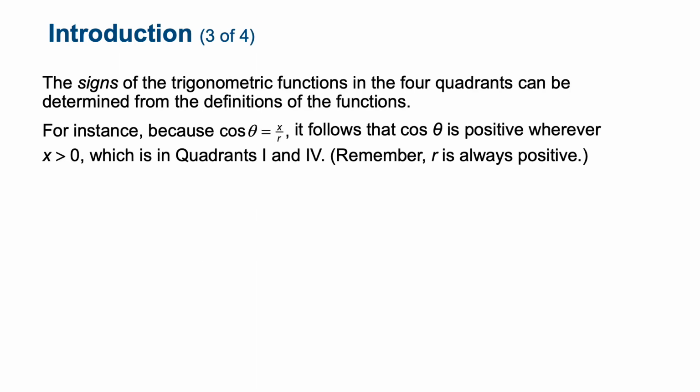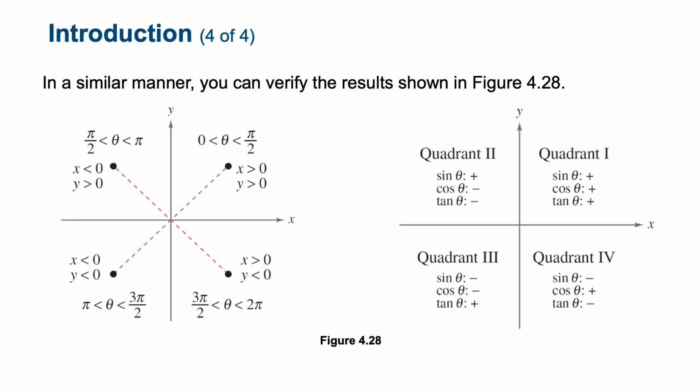Instead of always thinking about that, you can easily determine the signs of the trig functions depending on what quadrant the angle is in. For instance, because cosine of theta is defined as the ratio of x over r, cosine of theta is going to be positive wherever x is positive. Where is x positive? It's positive in quadrants 1 and 4. And remember, of course, r is always positive. So here's a cool picture.